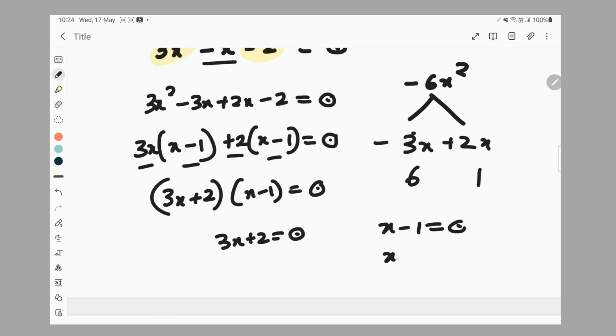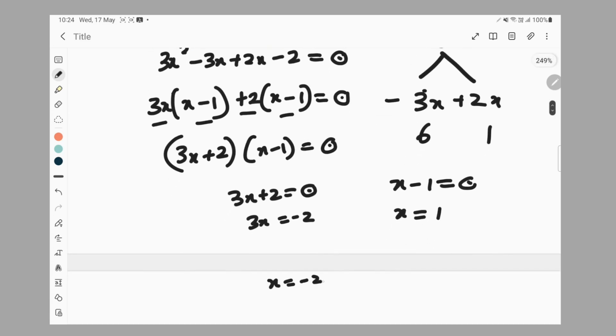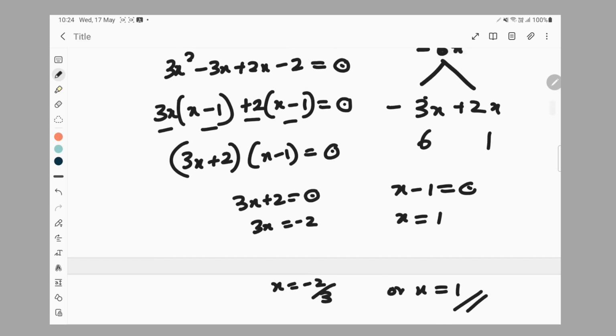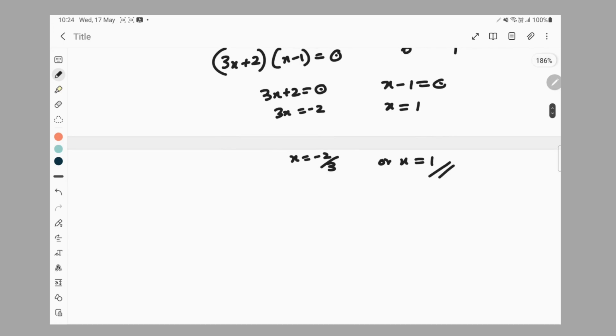This answer is going to be x equals 1, because when you take the minus 1 to the other side, it's x equals 1. The other answer is going to be 3x is equal to minus 2, x is equal to minus 2 over 3. Okay, that's how you do solving quadratic equations through factorization. Let's move on with another example.